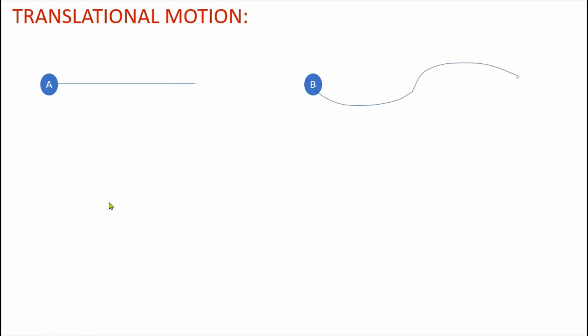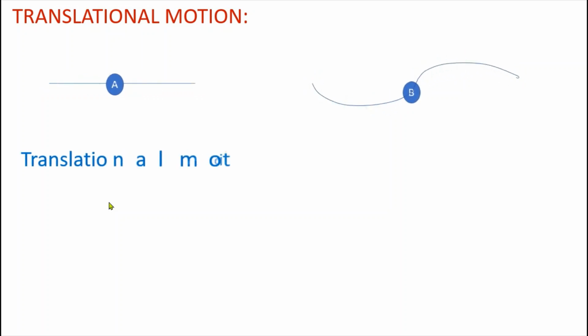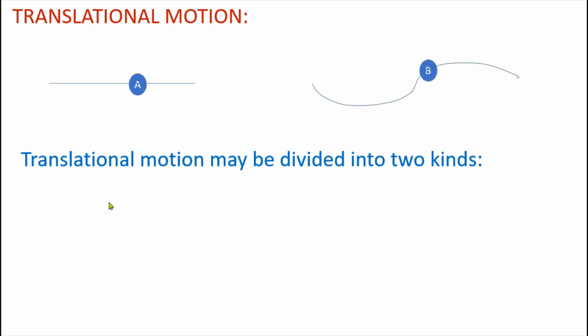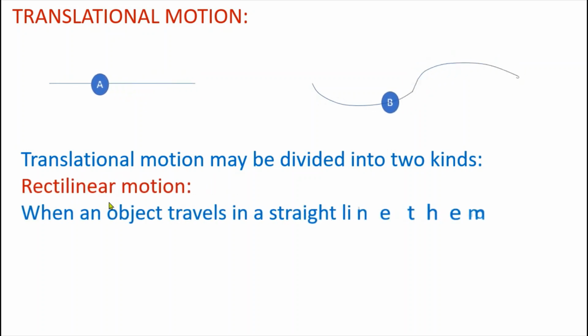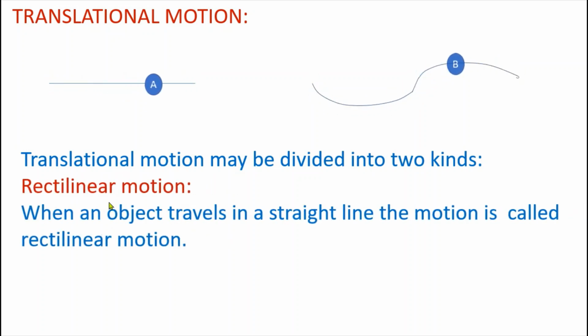Translational motion may be divided into two kinds. Number one is rectilinear motion. When an object travels in a straight line, the motion is called rectilinear motion. Here the point A is moving in a straight line, that is, the motion of the body A is rectilinear motion, and another one is curvilinear motion.